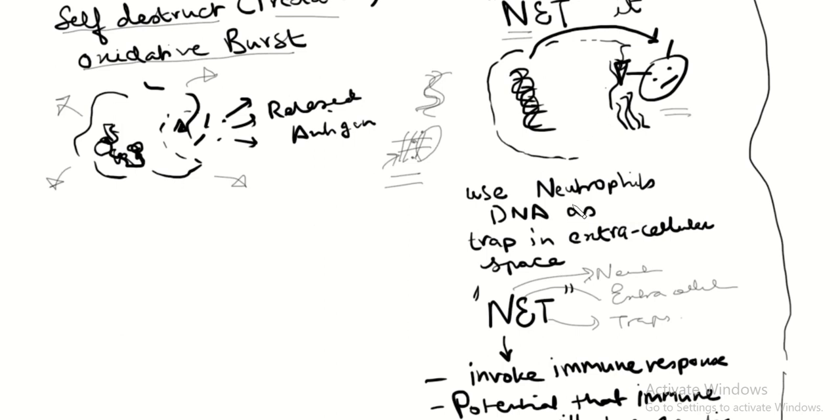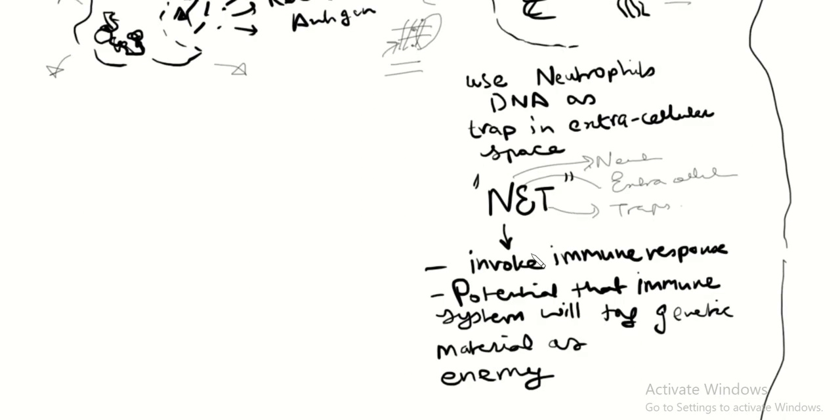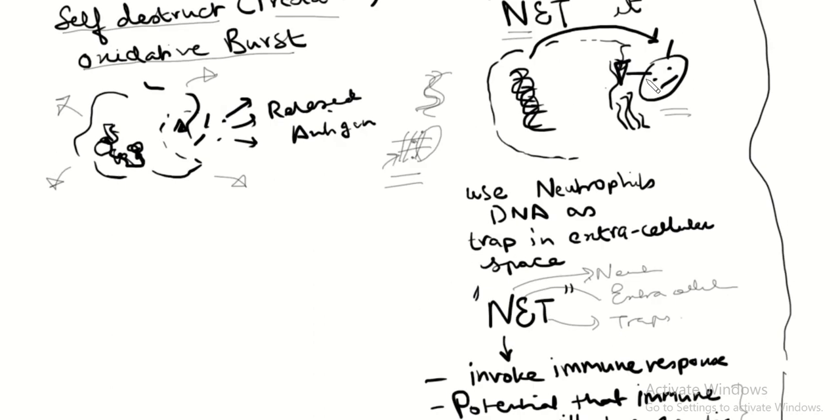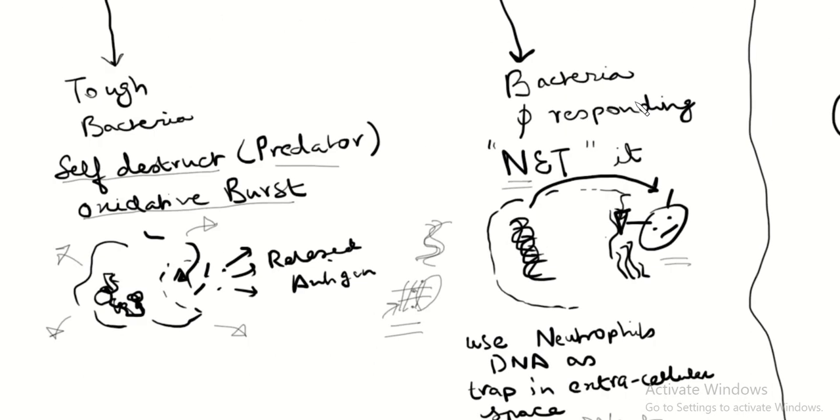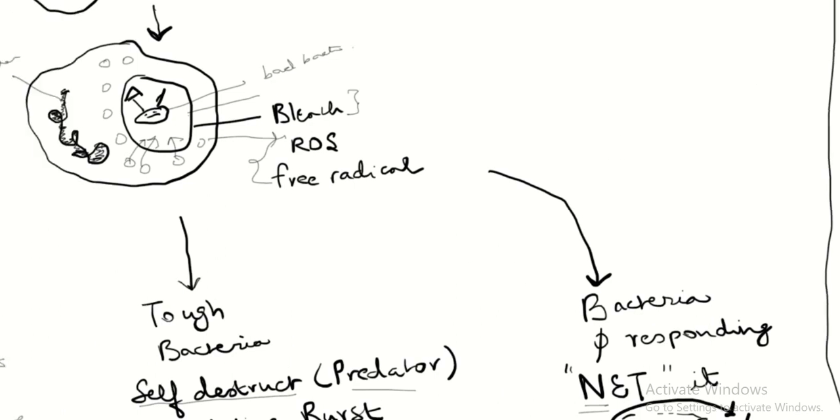Okay. Here the DNA though usually is intracellular inside the cell. This DNA now comes out. And so there is a potential that the immune system will tag this genetic material as enemy along with the antigen on the foreign molecule. Okay? Just something to think about. But essentially, that's how neutrophil works.